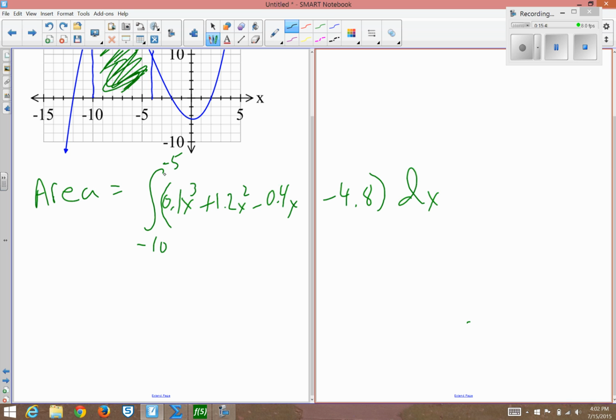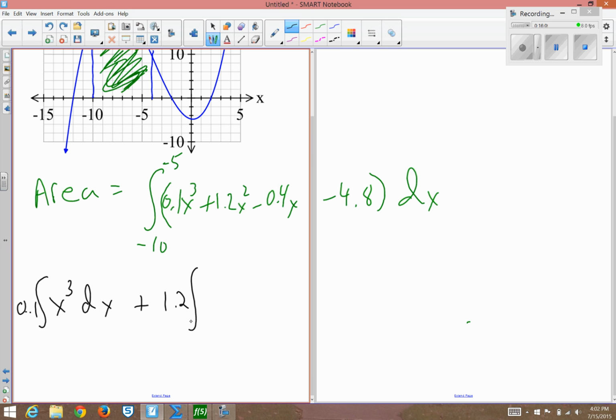Next thing I do is I take this integral symbol and distribute it to each of these terms. I write the integral of 0.1 x to the third dx. Each of these terms is going to get this dx attached to it separately. Plus, so I'm on the next term now, 1.2 integral x to the second dx. These attached numbers, I'll worry about those later.